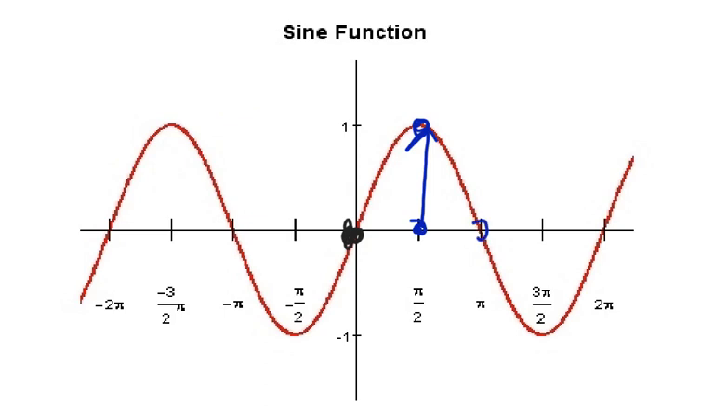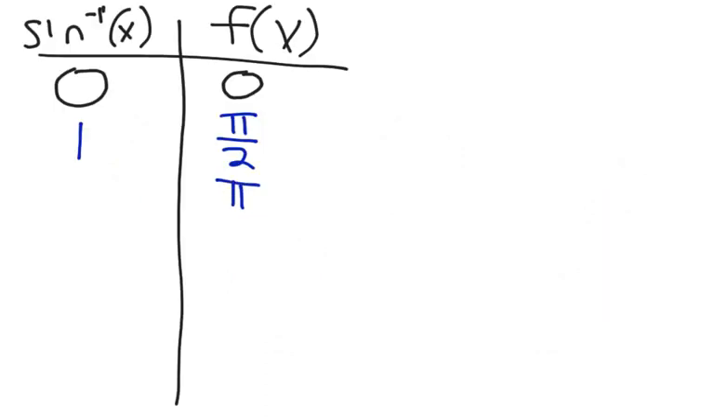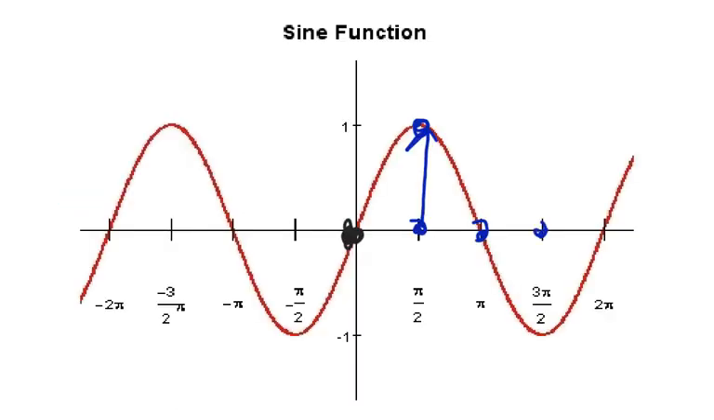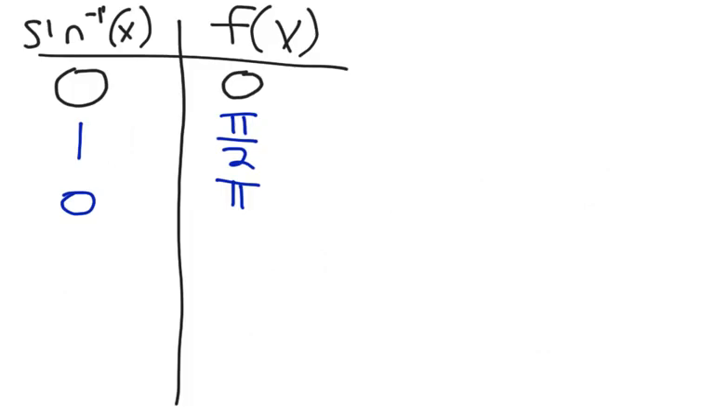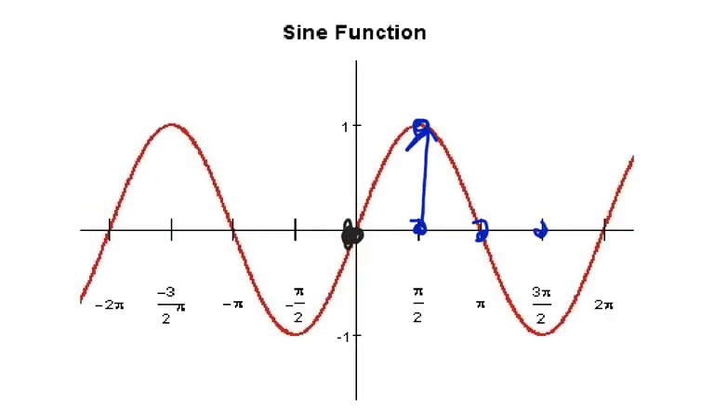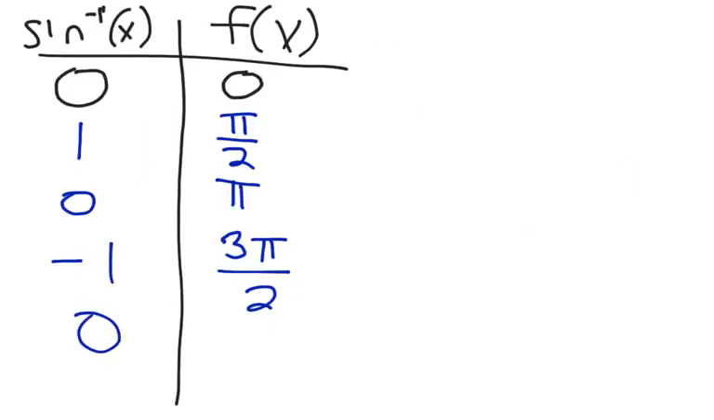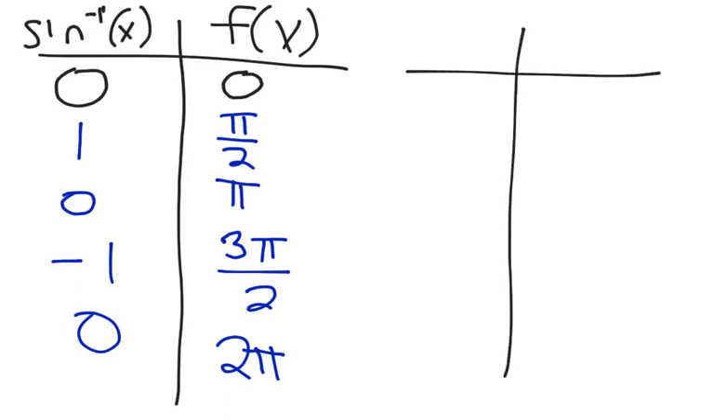All right, what about a pi? What is it? 0. So we put our input here and our output here. Okay, what about 3 pi over 2? Negative 1. Okay, what about a 2 pi? 0. Okay, so I'm going to do the same for the negatives because we're kind of out of room. So we have the same chart going.